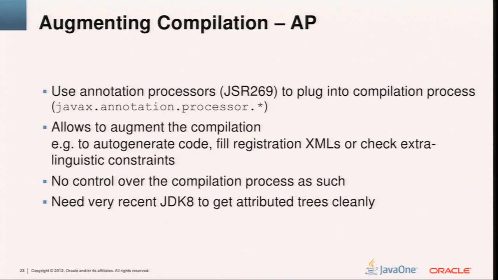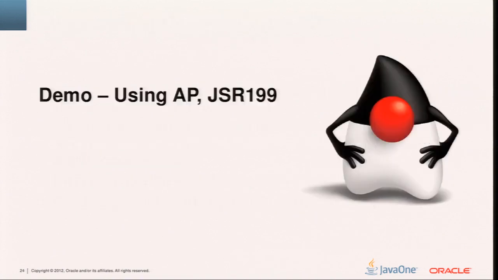And to actually get the attributed AST from an annotation processor, it currently can be done only in very recent JDK 8, and by very recent, I mean something that is in the JDK 8 TL repository since about last week. So it hopefully will be possible to get the attributed AST trees in JDK 8. This is not possible in JDK 7.